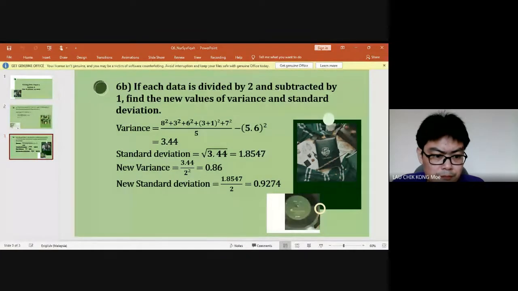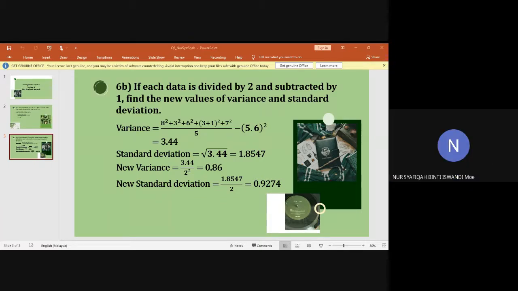Question B. If each data is divided by 2 and subtracted, find the new variance and standard deviation. First of all, we need to find the old variance, which is 8 squared plus 3 squared plus 6 squared plus 3 squared plus 7 squared, divided by 5, minus 5 squared. We got the variance equal to 3.44. To find the standard deviation, we square root the 3.44, which equals 1.8547.